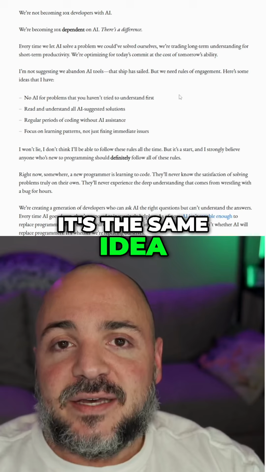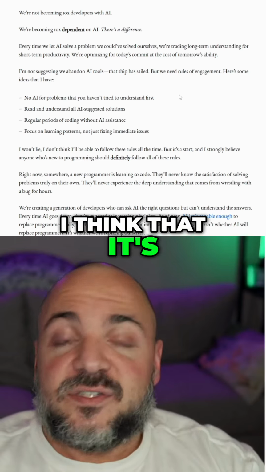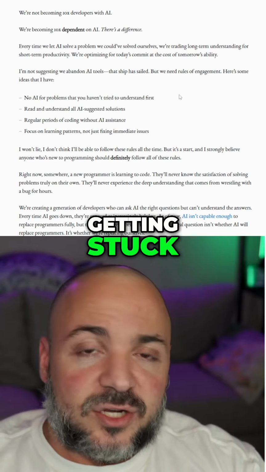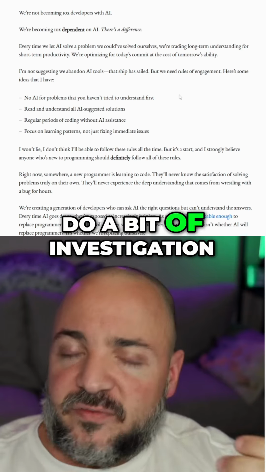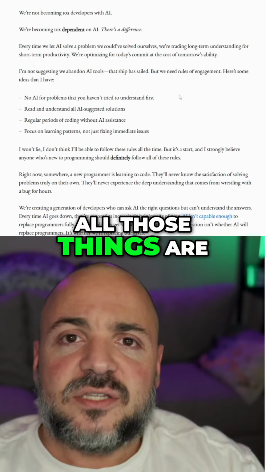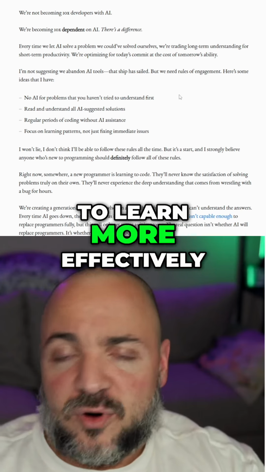It's the same idea. In terms of learning, I think that it's very important that we have periods where we're getting stuck on things. Getting stuck, trying to work through the problem, do a bit of investigation, exploration, analysis, troubleshooting, all those things are super valuable for trying to learn more effectively.